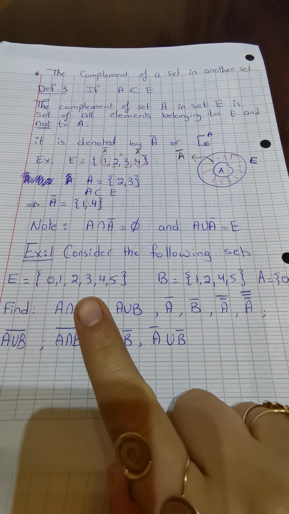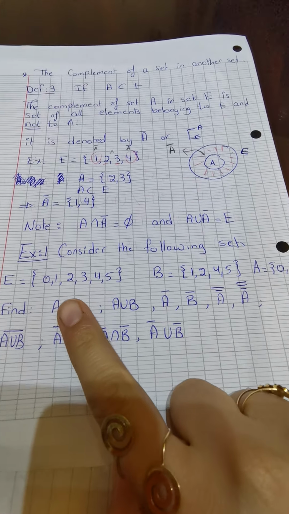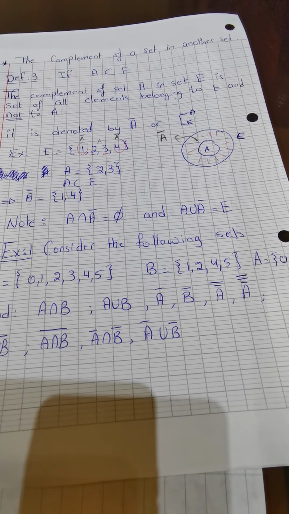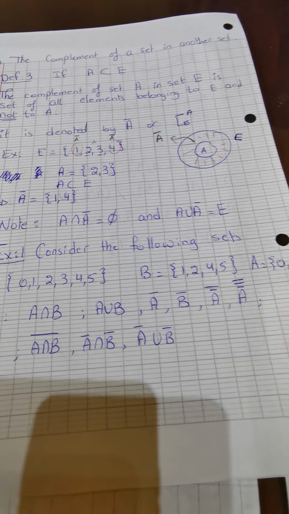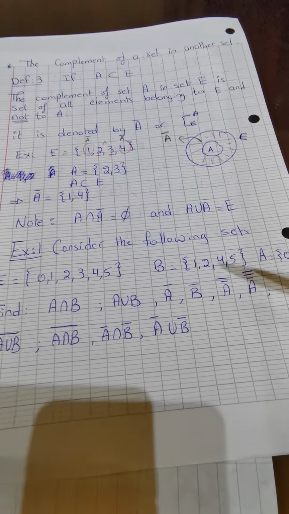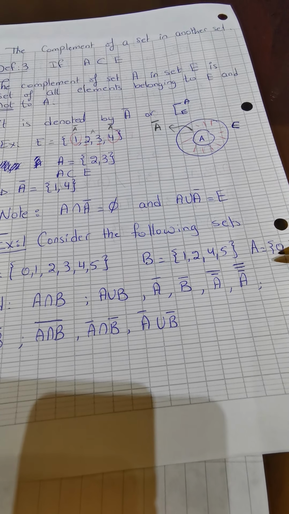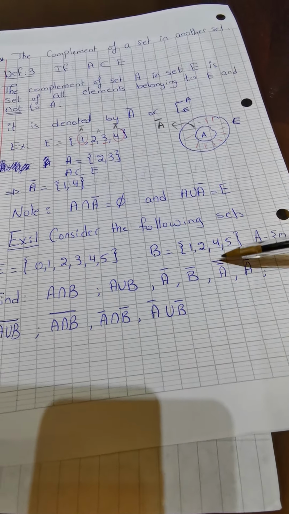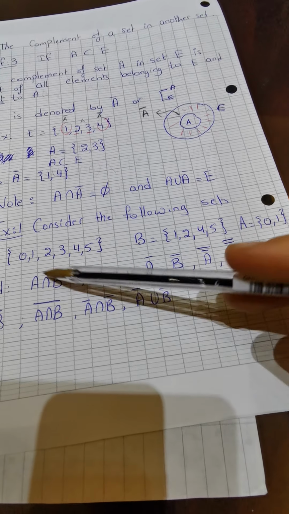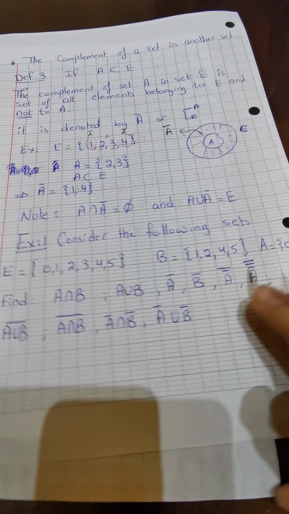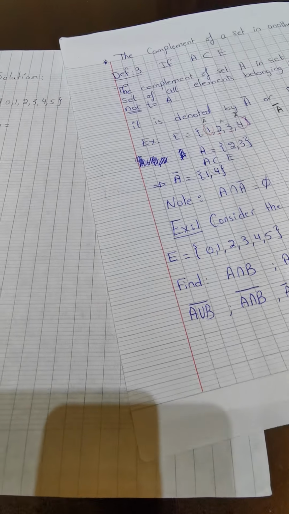Here we have 3 sets. We have the set E: 0, 1, 2, 3, 4, 5; set B: 1, 2, 4, 5; and set A: 0, 1. First, we can notice that set B and set A are subsets of set E. As you see, all the elements in B and A belong to the set E. So we can have A bar, B bar, etc.